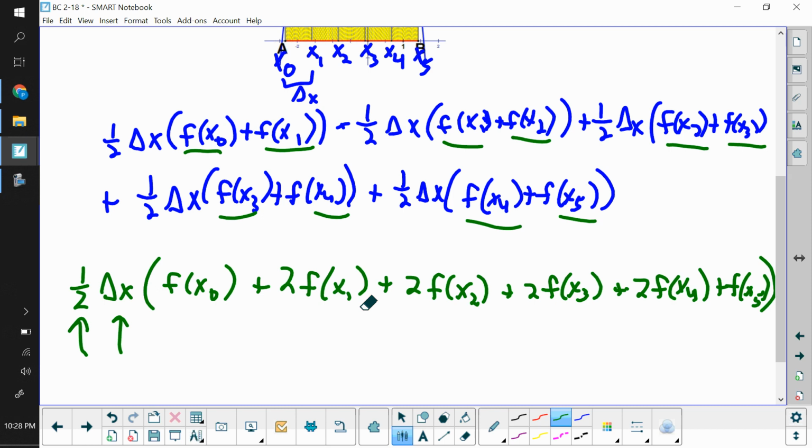Now, if by chance the delta x wasn't the same for each of the trapezoids, and that would really only occur in a problem that was given to you from a table, then we would just do the trapezoid areas separately and add them up. And that sometimes happens. But if it's a consistent delta x, then we could do it like this.